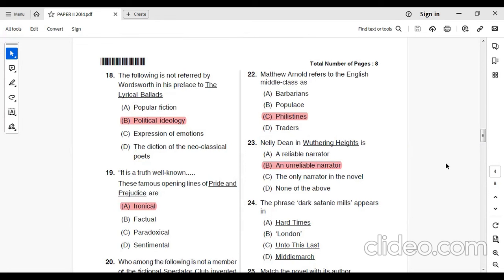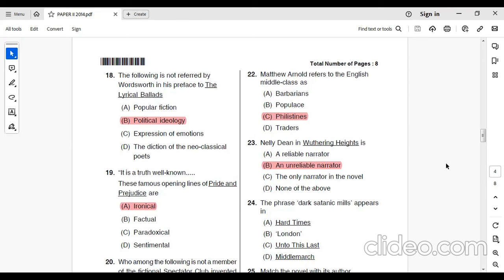Now the question number 18. Which of the following is not referred to by Wordsworth in his preface to the Lyrical Ballads? That is the political ideology. That means popular fiction, expression of emotions, and the diction of the neoclassical poets are referred to in Wordsworth's preface to the Lyrical Ballads.